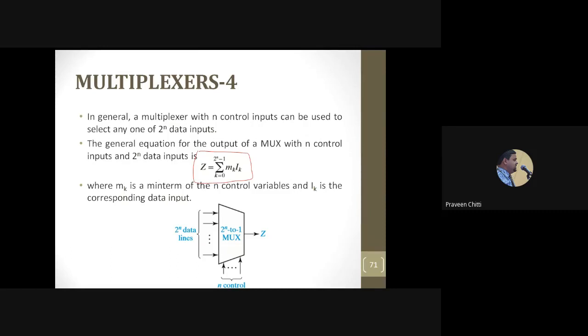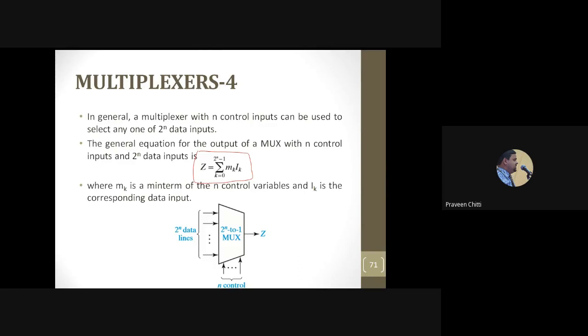Anybody got the answer for n equal to 2? You just have to expand this. Summation k equal to 0 to 2 to the power n minus 1. So if you take n equal to 2, k will vary from what? 0 to 3. Because n is 2, 2 to the power 2 is 4, 4 minus 1 is 3, k will vary from 0 to 3. That means you are going to get how many product terms? 0 to 3 means 4 product terms.